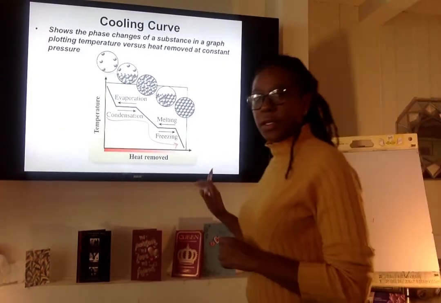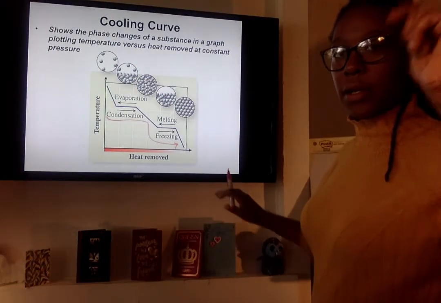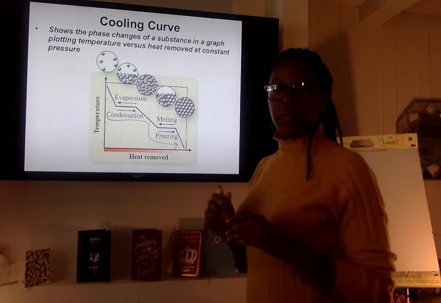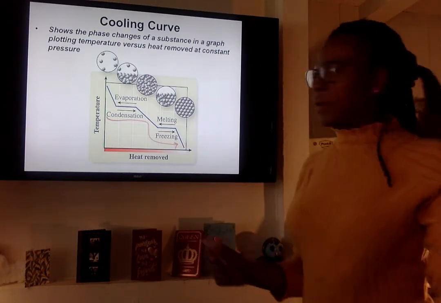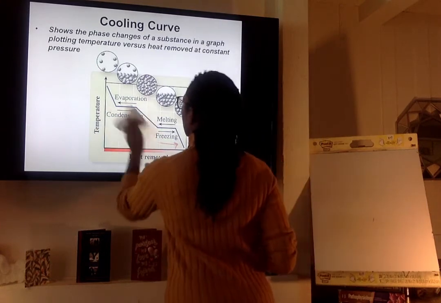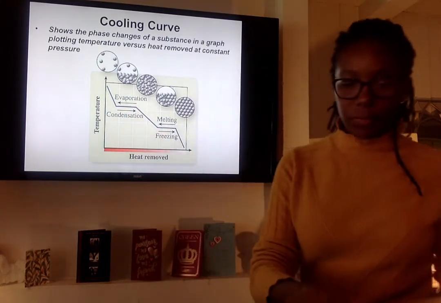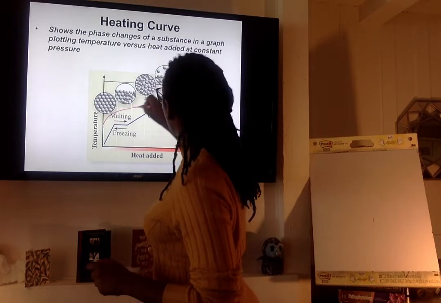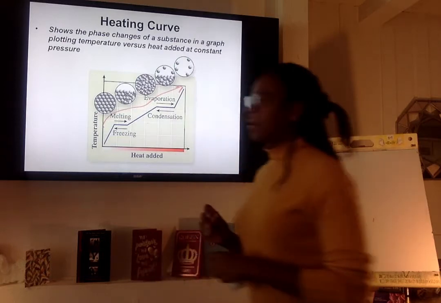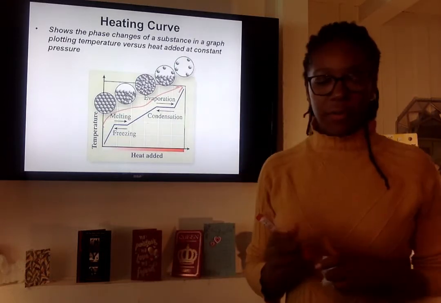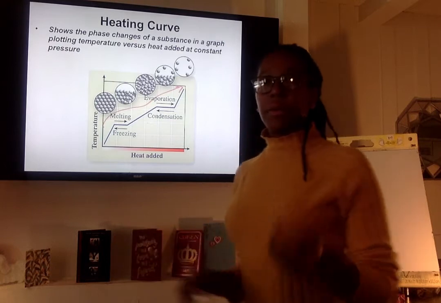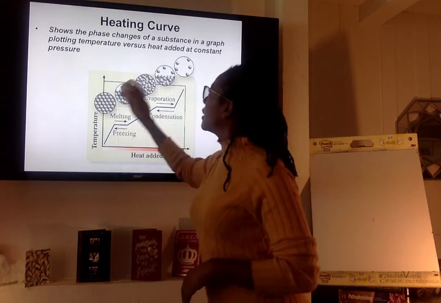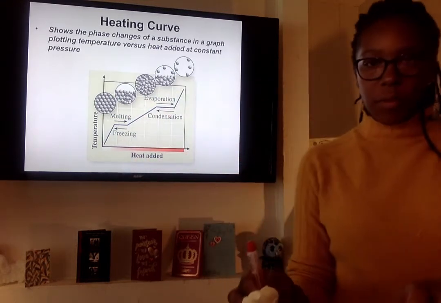Okay, hopefully you can see this. So this is the direction. This bottom one is the direction for cooling, so make sure to write that down. And then the heating, you want to think of this top part as the direction for the heating curve. So the melting to evaporation is for heating, and then condensation to freezing is for the cooling, okay?